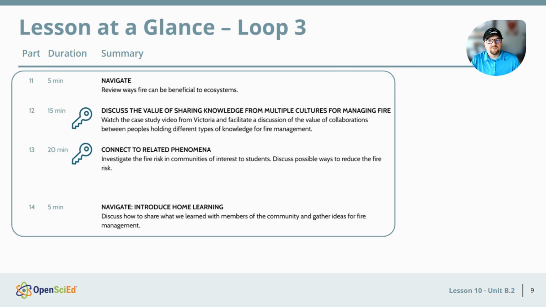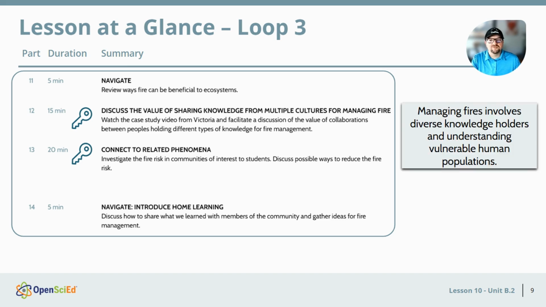In the third loop, students discuss the value of sharing knowledge from multiple cultures, specifically focusing on indigenous knowledge, while investigating fire risk in a local community using a web tool and planning to gather input from community members. We discover that fire management decisions must account for historical context, diverse knowledge holders, and vulnerable human populations in order to successfully reduce local risk. This leaves them to think about how we design a specific fire management solution for our community. This also helps to ground our global ecological concepts in students' own lived realities.